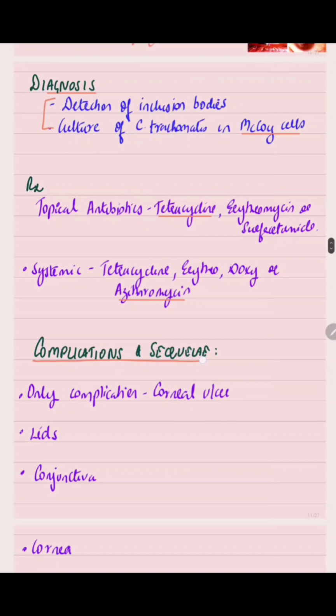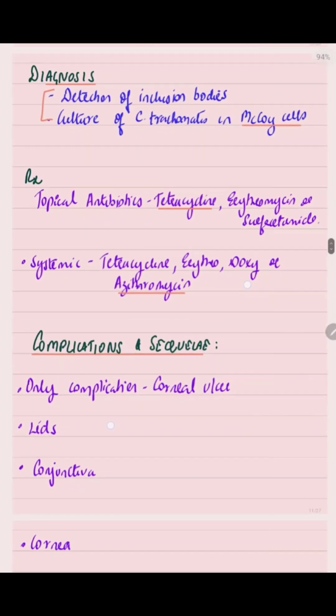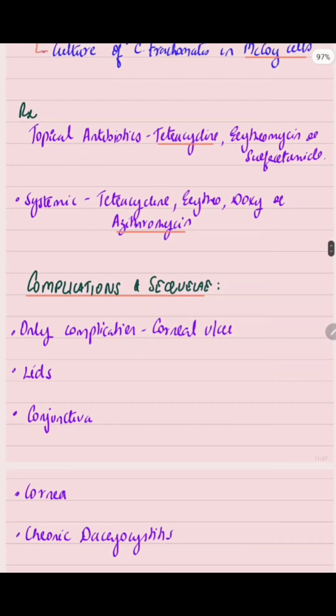Now, complications and sequelae. The only complication is corneal ulcer. In the lids it can lead to trichiasis, entropion, tylosis, that is thickening of the lid margin, ptosis, madarosis, and ankyloblepharon.